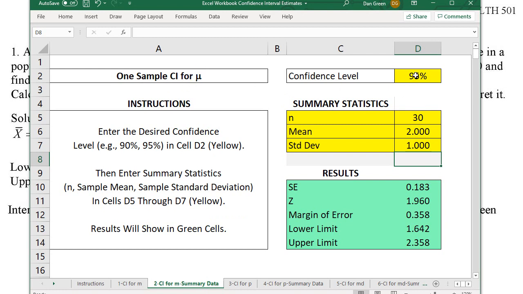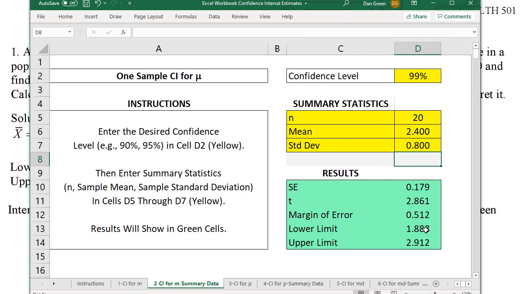So our confidence level is 99%. And then our sample size here is 20. Our mean here is 2.4. And our standard deviation is 0.8. So Excel is doing the same formulas that we would use by hand, except actually here it's using a t-distribution instead of a z-distribution, which is actually going to be a little bit more accurate for smaller samples.